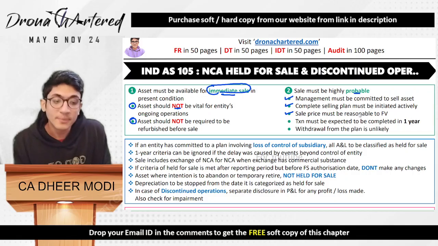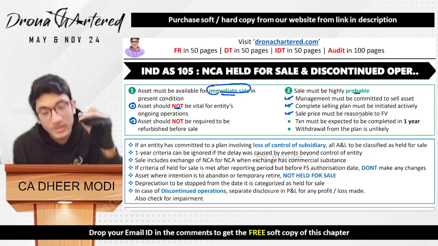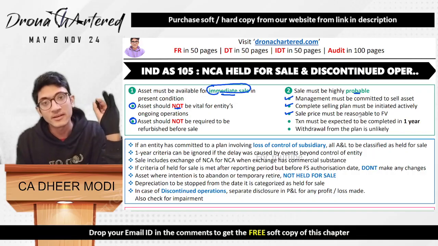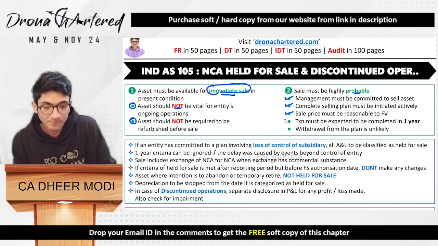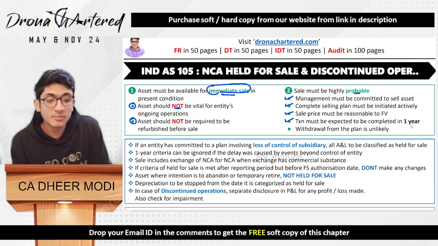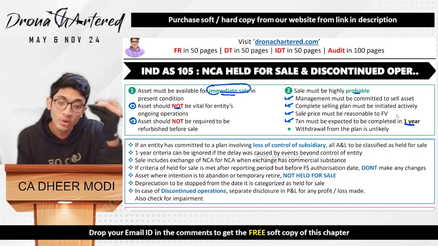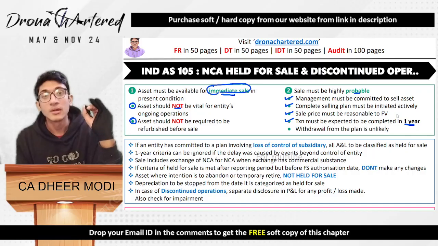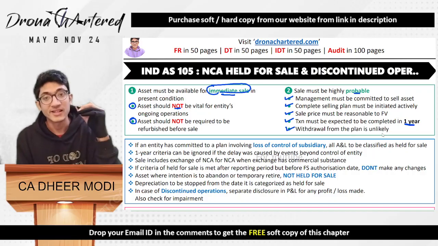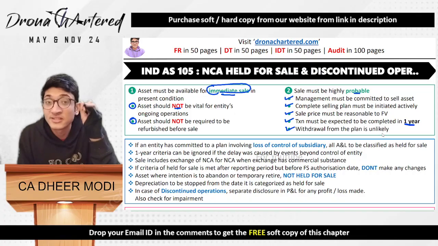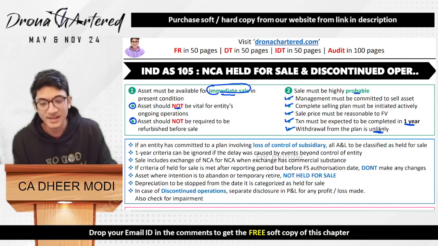Second, the sale price must be reasonable compared to the fair value. Say for example, the fair value is 100 and I want to sell it at 800. Of course, this asset will never be sold. So therefore, it should be reasonable. Next, the transaction must be expected to be completed within 1 year. If this is going to take longer than 1 year, then it will not be considered as probable. And next, withdrawal from the plan is unlikely. That means it is not like a casual relationship that you get into and can leave anytime you want. So withdrawal from the plan is unlikely.